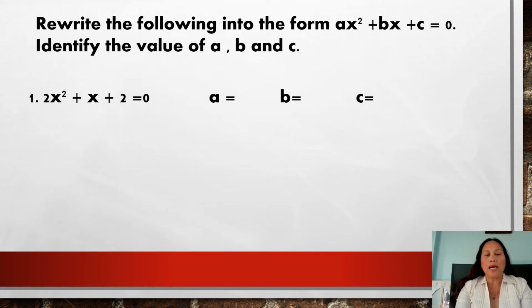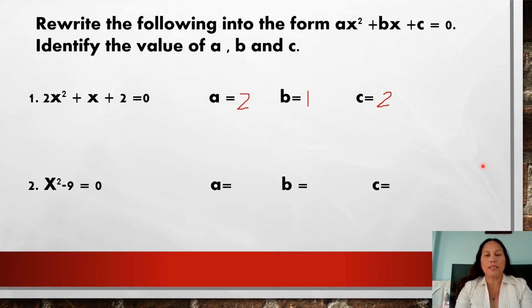Na kung saan ang a ay siya yung numerical coefficient ng x squared, and that is 2. Ang b naman ay numerical coefficient ng x, and that is 1. And then c is the constant 2. Nakuha nyo? Saan galing itong 2? Diyan. Yung b naman, saan galing? Dito sa middle term. 1, pag walang nakalagay, understood 1. At yung 2 naman ay nandito, constant c. Ayun.